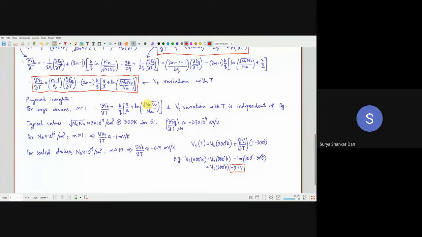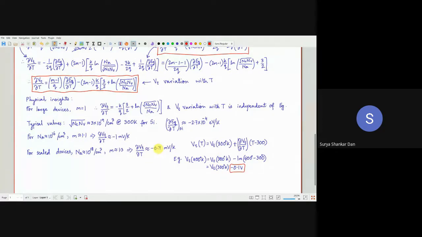Okay, we will look into that in the scaling theory in the next lecture. Since you have scaled the technology, small m has increased from 1.1 to 1.3, but you have to deliberately increase the doping level for the substrate also. Otherwise, del VT del T will increase rapidly.